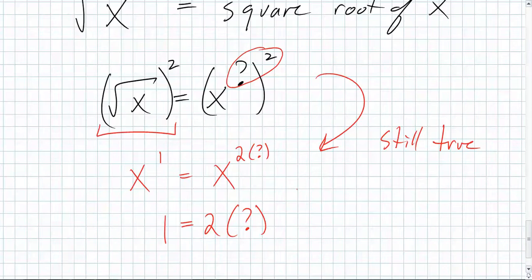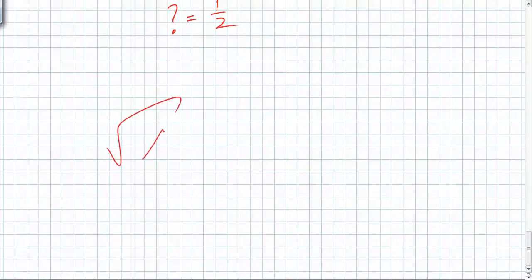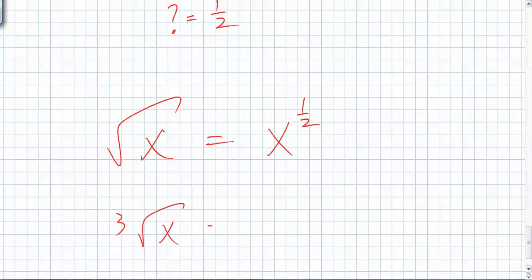So 1 has to equal 2 times question mark. What can we divide both sides by? 2. So what does question mark equal? 1/2. So we just showed everybody the square root of x is equal to x to the 1/2. What do you think the cube root of x is equal to? Take a wild guess. X to the 1/3.